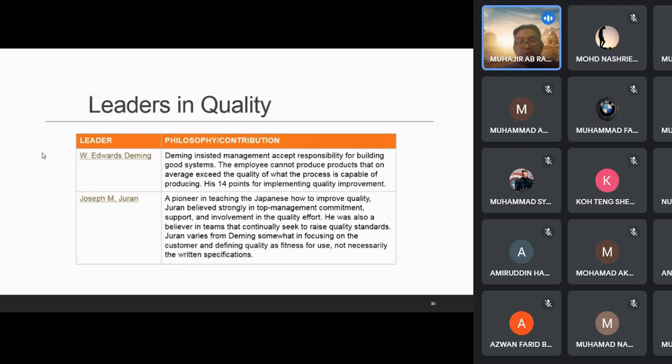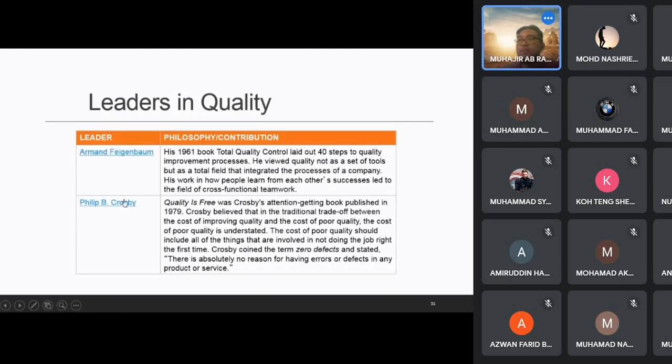Okay, I will share this slide with you. All right. Because it's quite straightforward, you may do a self study on this. Basically, you must be aware of these people: Edward Deming, Joseph Juran, Armand Feigenbaum, Philip Crosby, right?